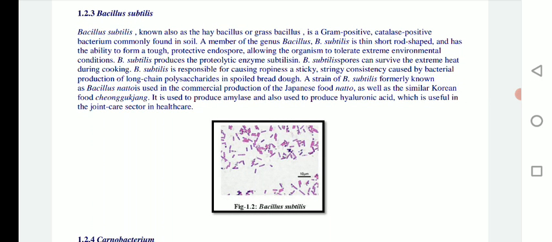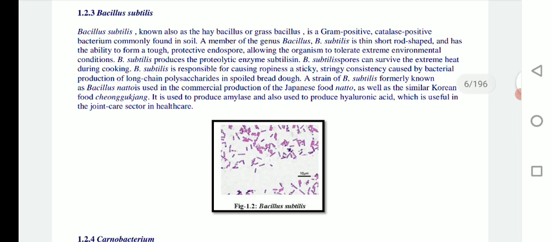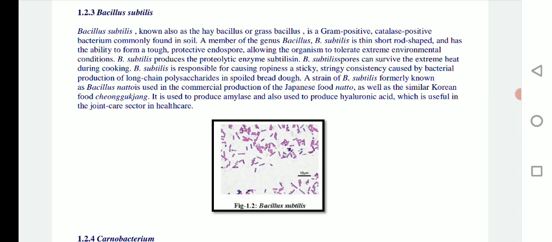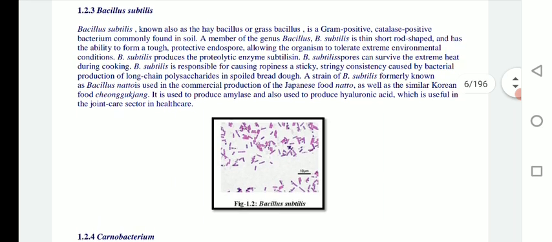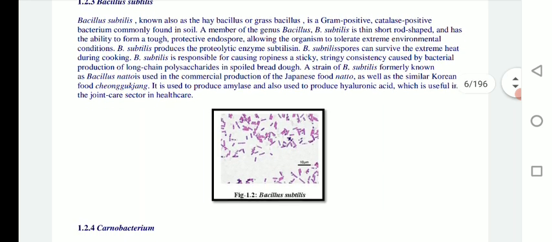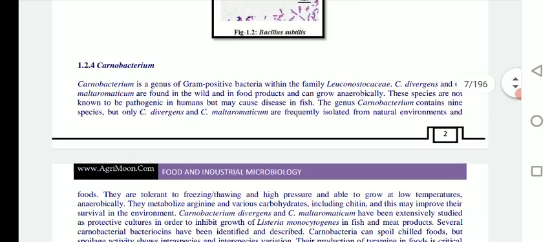So this is the overall detail regarding this Bacillus, another bacterium that is present in milk. Basically this bacterium is present in soil and it produces spores that are resistant to harsh environmental conditions. This bacterium causes ropiness in some foods. So this is how it causes foodborne illness. Okay. The next is Carnobacterium.